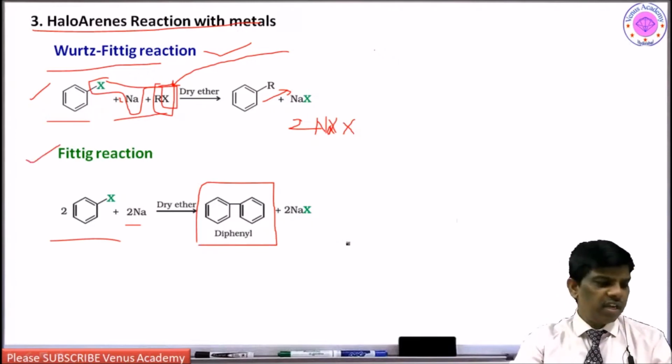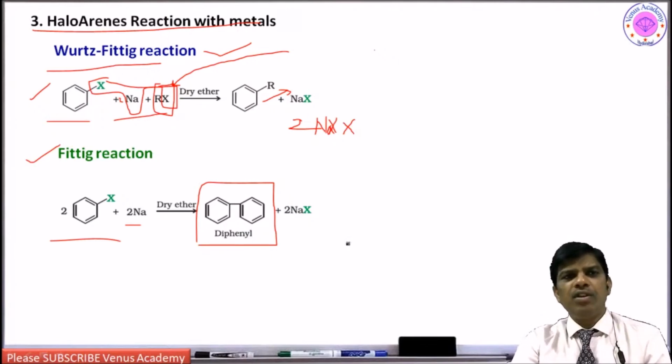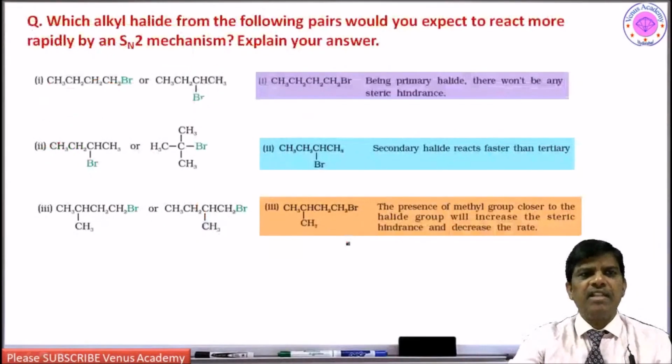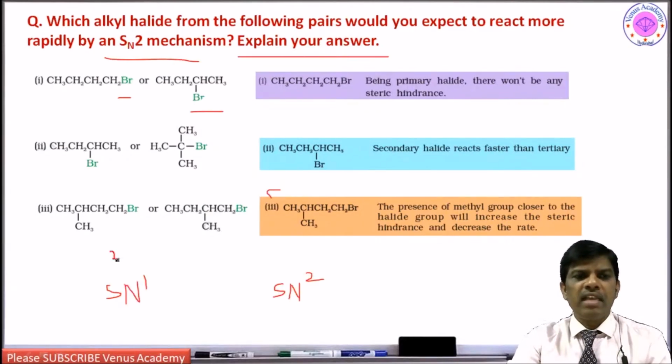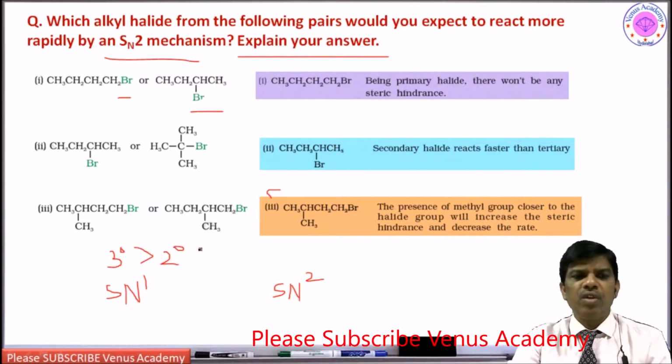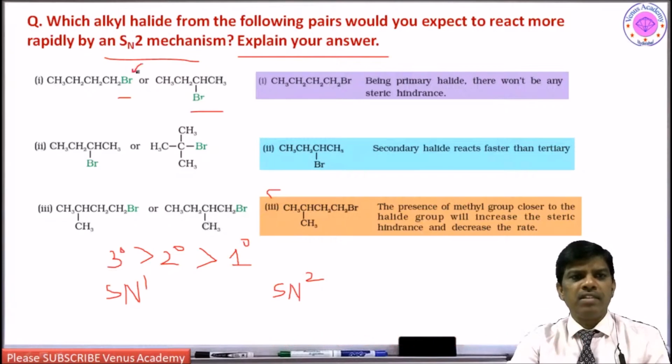Yes students, so this is how it is. Aromatic arenes are going to undergo this Fittig reaction. Yes students. Which alkyl halide from the following pairs would you expect to react more rapidly by the SN2 mechanism? Explain your answer. SN1 is favorable in tertiary alkyl halides, whereas SN2 is favorable in primary alkyl halides. So the primary alkyl halide is going to react faster, and here this does not at all undergo SN2, it undergoes SN1, right? Though this is secondary, there is a chance to undergo SN2 reaction.